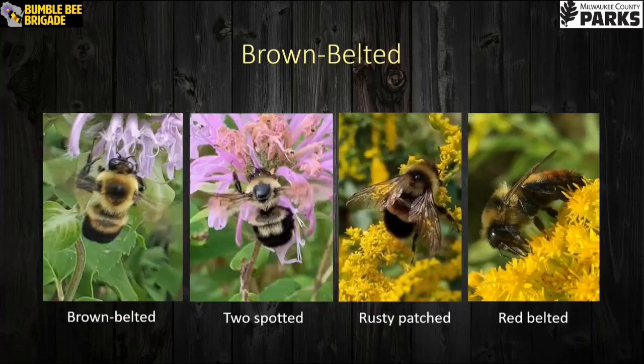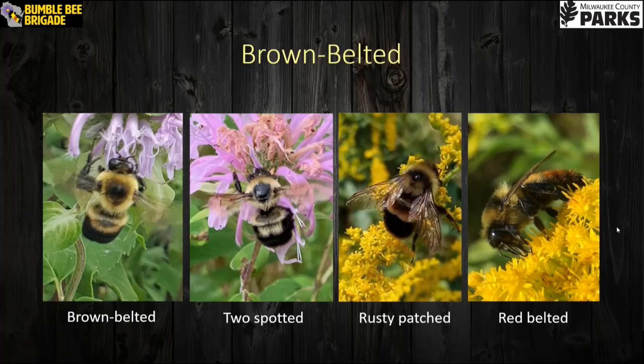Brown belts can be confused with two-spotteds, rusty patches, and red belts. So make sure that you get a clear view of T2 to see if you have a brown belt. And I do want to note that sometimes the brown belt can actually have that same half-moon shape, but it can be yellow. Not super common, but it does happen. So in that case, to distinguish it from the two-spot, make sure that you see this distinct W shape.